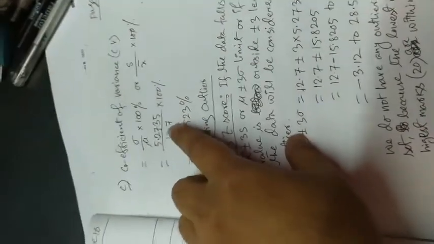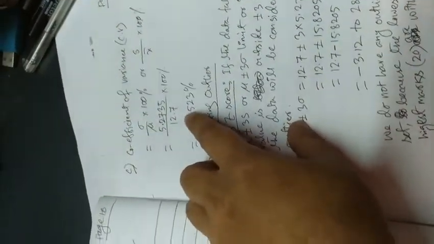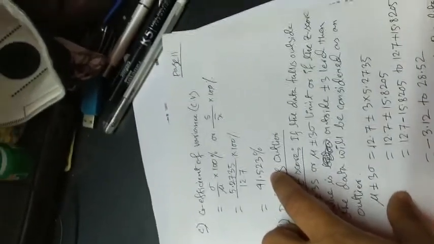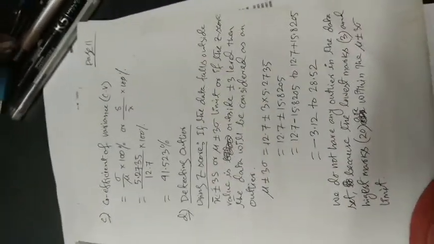So here, the standard deviation we have calculated is 5.2735, and the average was 12.7, into 100%. If you calculate it, the coefficient of variance is 41.523%.